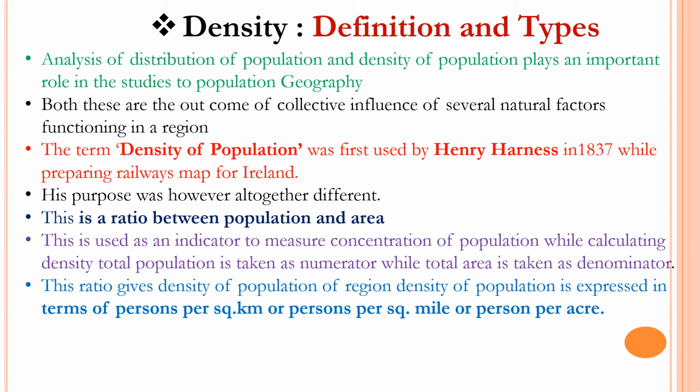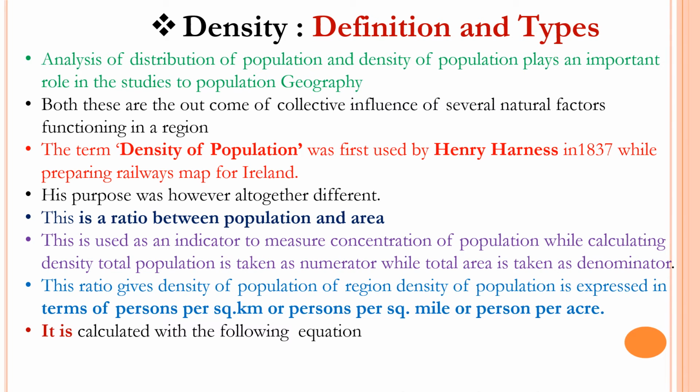Thus the ratio gives the density of population of a given region, and density of population is expressed in terms of persons per square kilometer, persons per square mile, or persons per acre. These are some of the different units. It is calculated by the following equation of density.